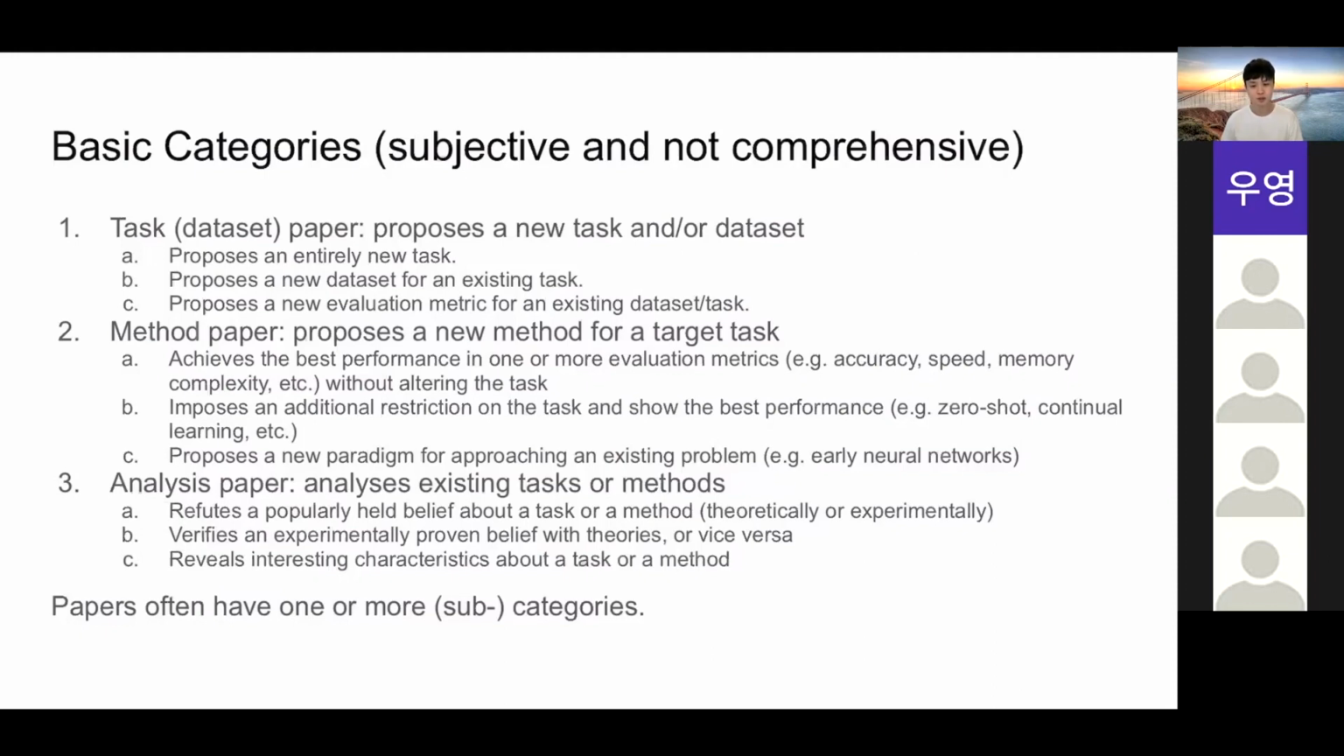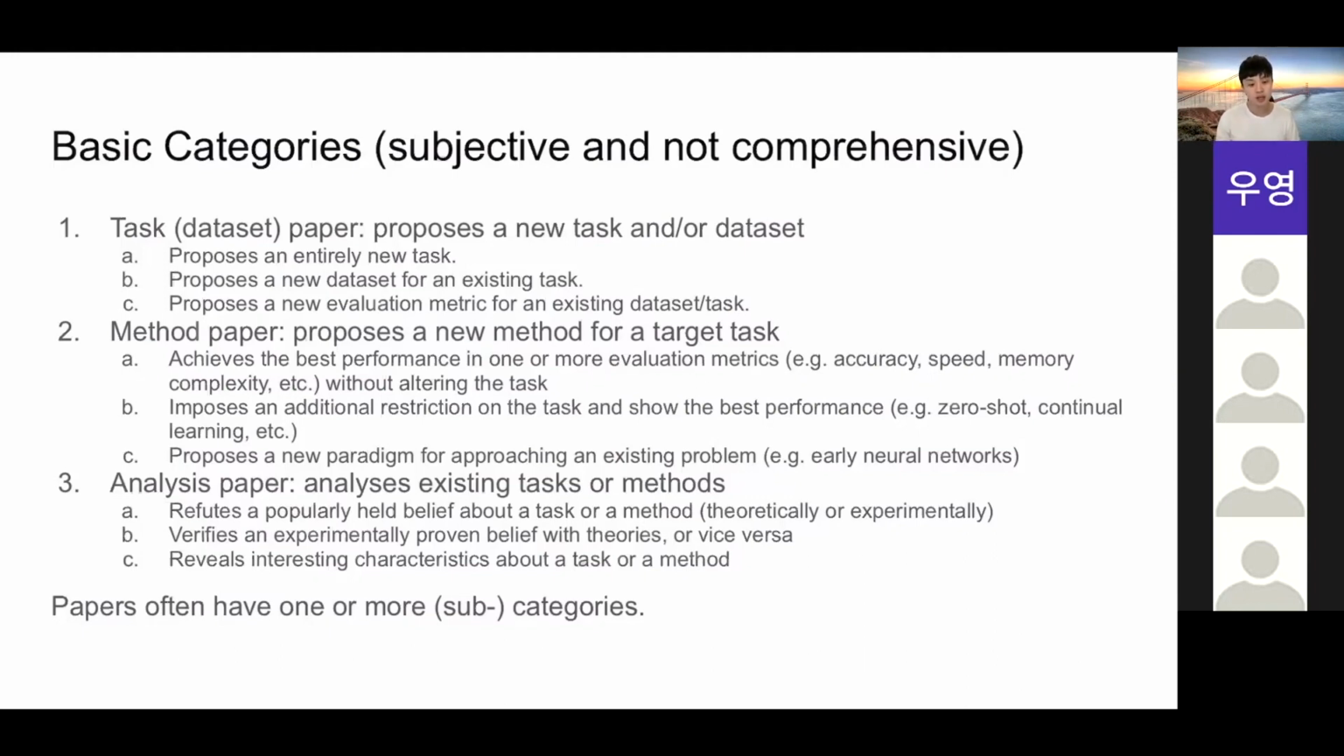For instance, early neural network papers fall into this category. They were maybe not showing better performance than SVMs in the early days, but still they were trying to propose a new paradigm, and they were saying this might actually at some point really change the field.